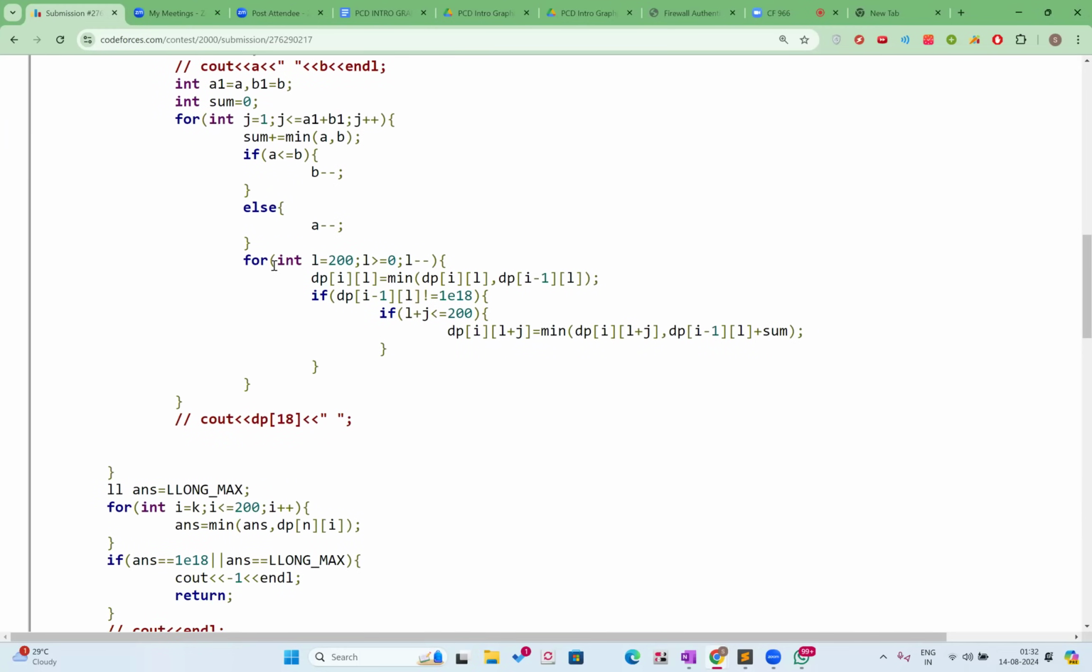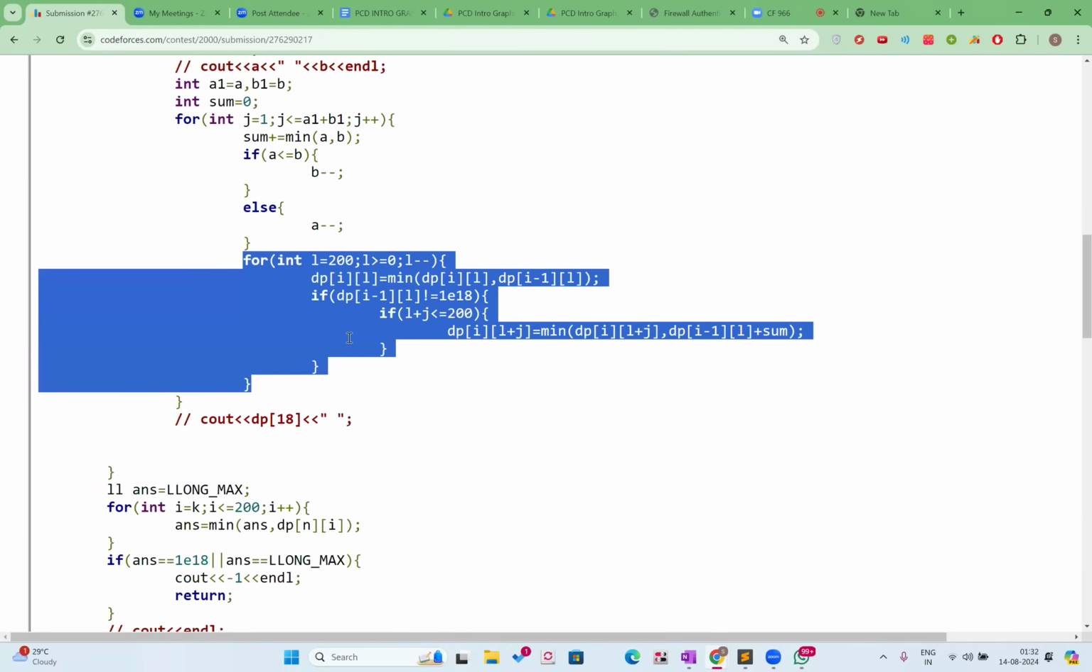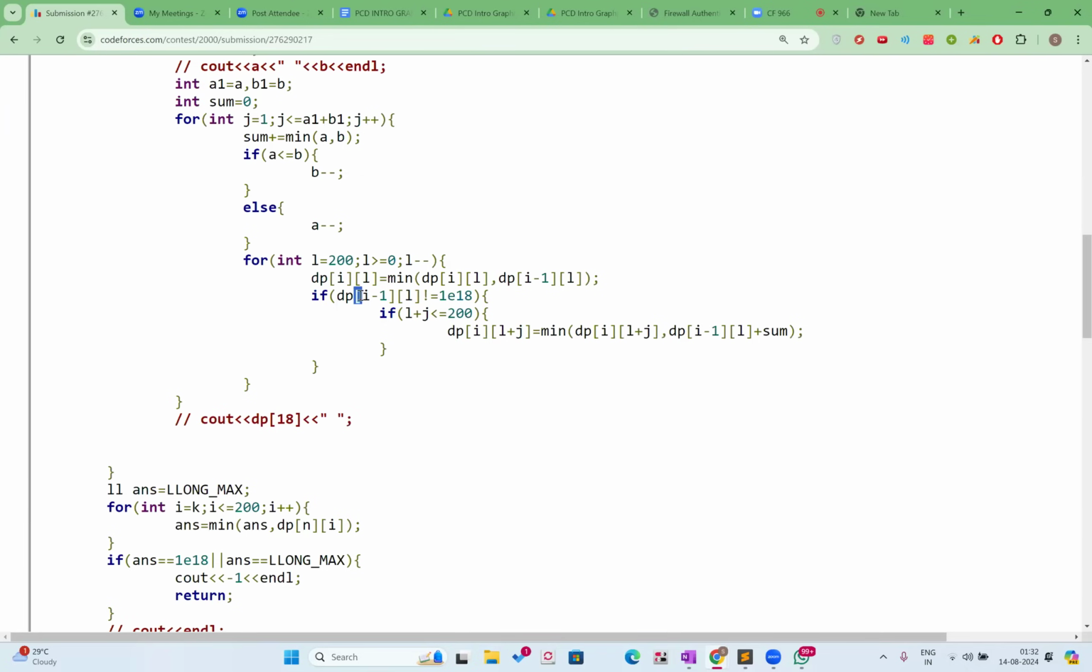Now I have to check whatever values were present in the i minus 1th state. The L loop iterates over all the values of the i minus 1th state. Suppose dp of i minus 1 comma L was possible, right? That is not equal to 180. That means it was possible, right?